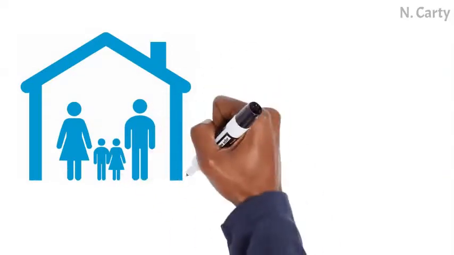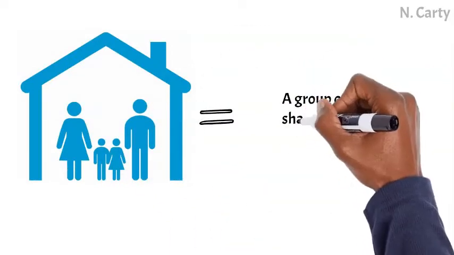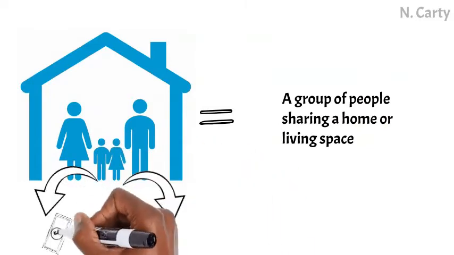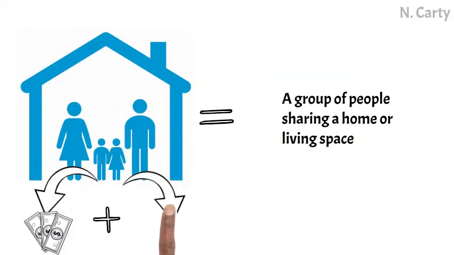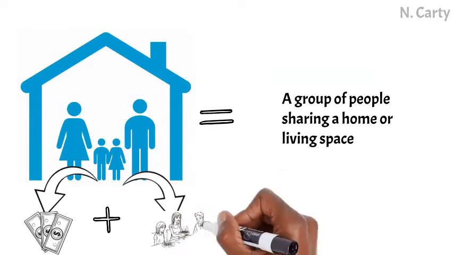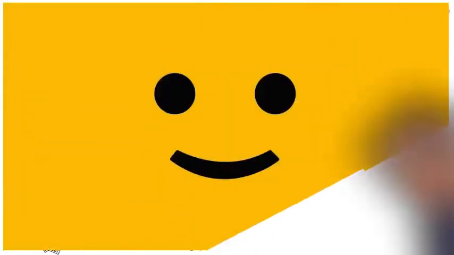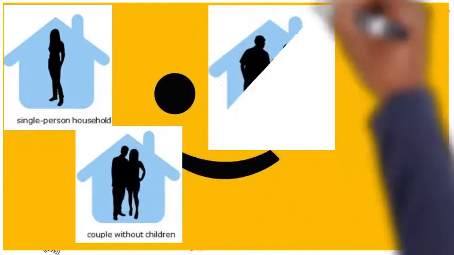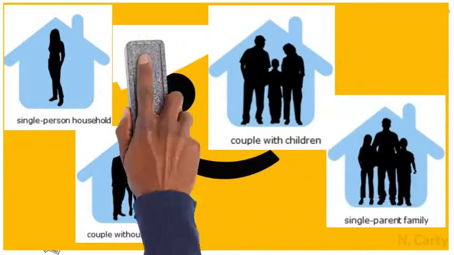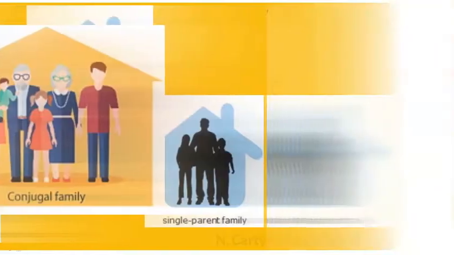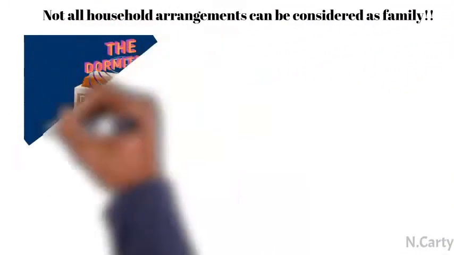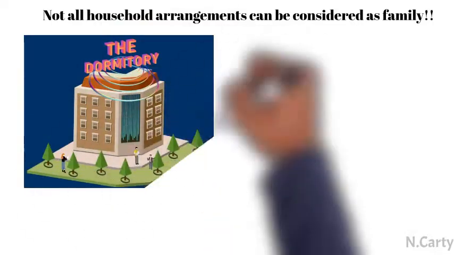Household may be defined as a group of people sharing a home or living space, and they also share their income, as evidenced by the fact that they regularly take meals together. Human beings end up in various household arrangements which may satisfy their needs. All families live in households, but not all household arrangements can be considered families.